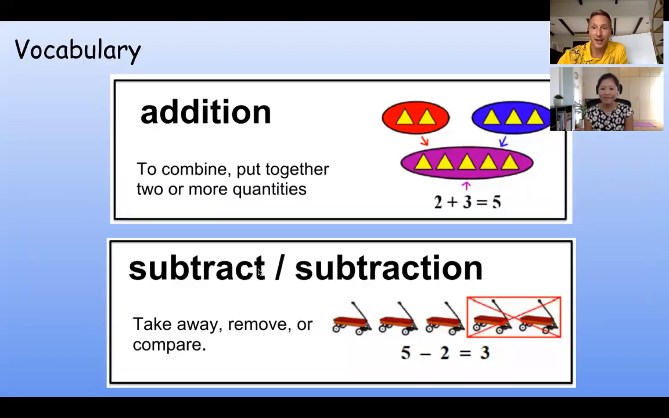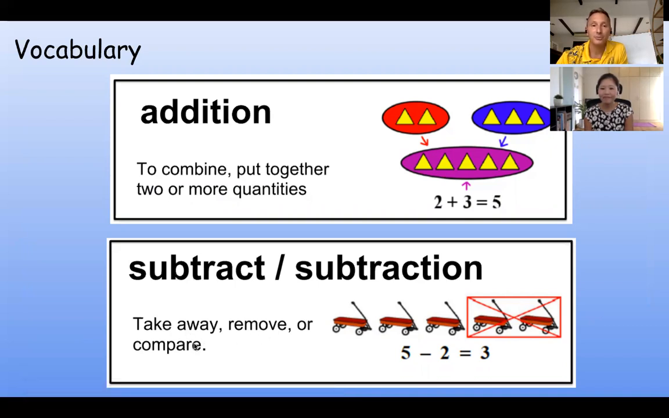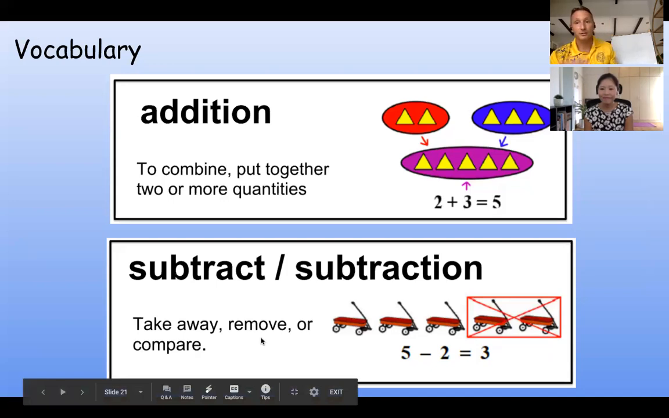We're going to start with some vocabulary. And so we have the addition, and that word is to combine, to put together two or more quantities. So looking at the triangles, you have 2 plus 3 would be 5. That word addition is going to be really important here in our story problems and our word problems that we're going to be reading. Looking at subtraction, take away, remove, or compare. So using those words refers to a subtraction story problem.